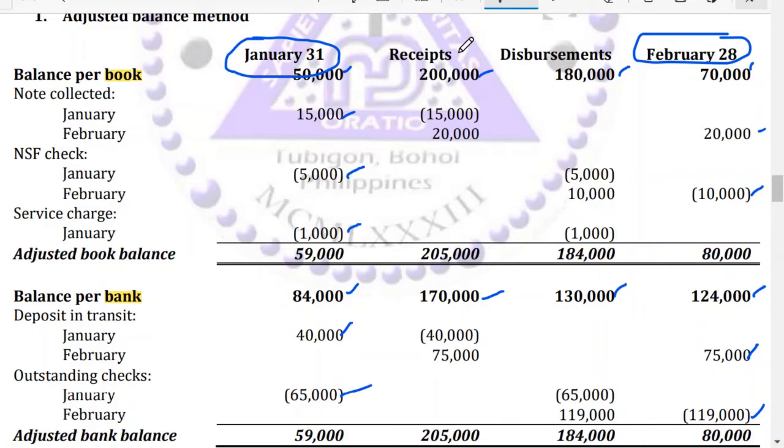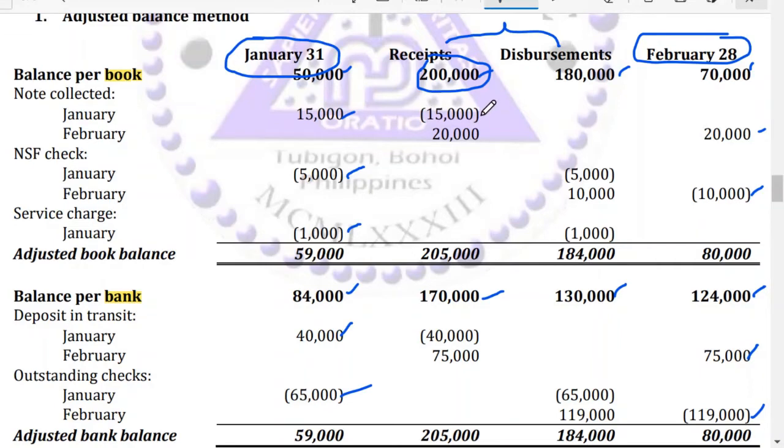So that's a cash, an increase in cash. That's why it will belong in the 200,000. Ma-appeal siya ani, na-appeal na siya. Remember, we're getting the correct receipts for the month of February. Kani siya, sa February na ni siya. Gusto na to mahibawaan ang correct nga balance sa February. So, para makuha ang tinuod nga receipt sa February, we need to deduct the January note collected.